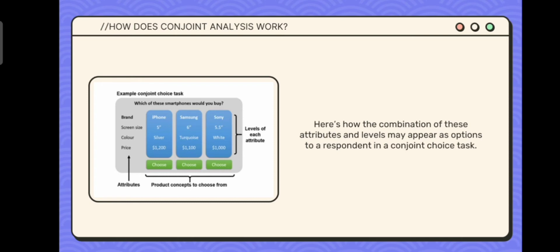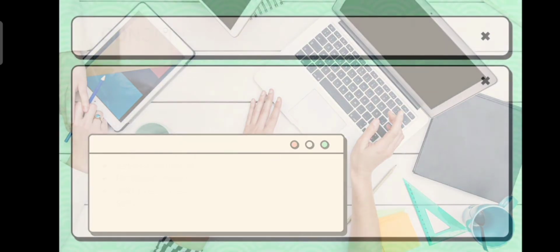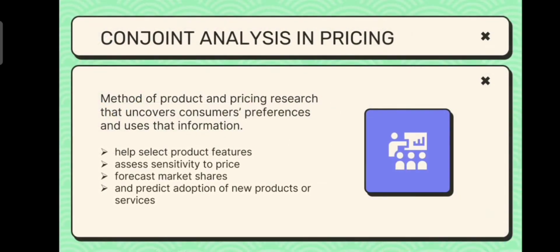Now, let's move on to the role of conjoint analysis in pricing strategy. What is conjoint analysis in pricing? It is a method of product and pricing research that uncovers consumers' preferences and uses this information to help select product features, assess sensitivity to price, forecast market shares, and predict adoption of new products or services.